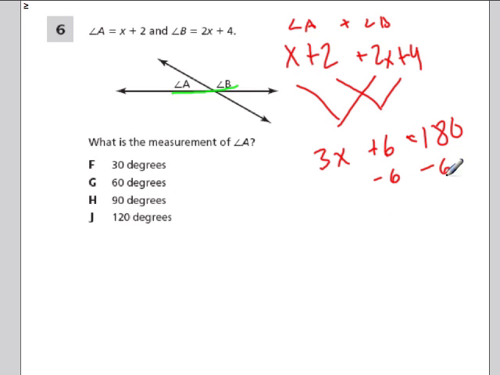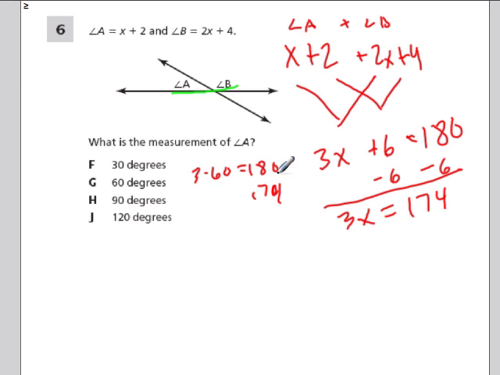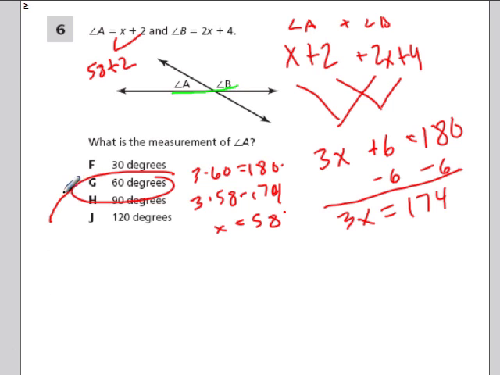Take 6 from both sides, and I get 3x equals 174. So then I take 174 and divide it by 3, and that's the value of x. So what is that? I'm not actually sure, but I know that 3 times 60 is 180. So 174 is pretty close to 180. It's 6 less than it. So it's 2 groups of 3 less. So 3 times 58 gives us 174, and x is 58 degrees. But here they want to know what's the measure of angle A. Well, A is x plus 2. So 58 plus 2, and that's 60 degrees, or choice G.